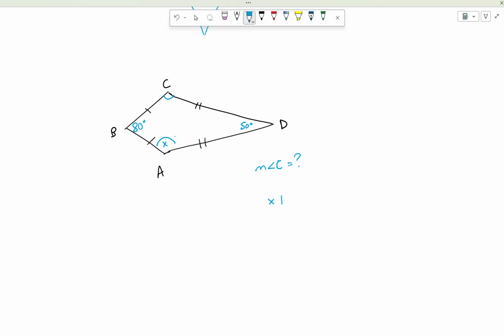So it means that x plus 80 plus x plus 50 is equal to the interior angle sum of a quadrilateral, right? It's that whole n minus 2 times 180 thing. Or we can just maybe have it memorized, which is 360 degrees, okay? Or in other words, 2x plus 130 is going to be equal to 360. So 2x is equal to 230, meaning that x is going to be equal to 115. So the measure of angle C, which is congruent to x, is going to be equal to 115 degrees.